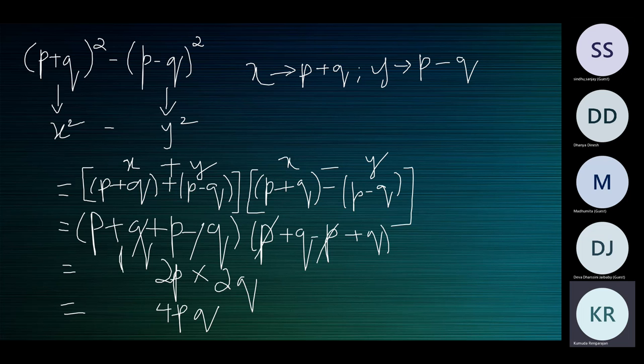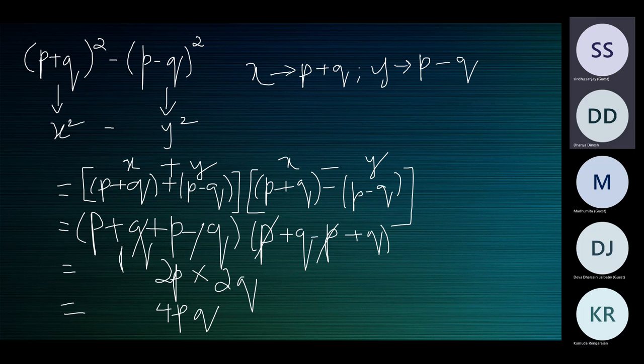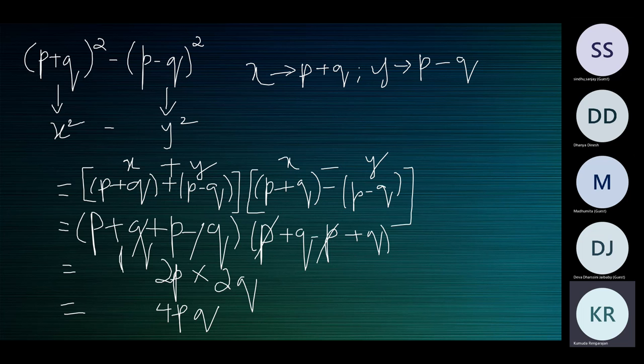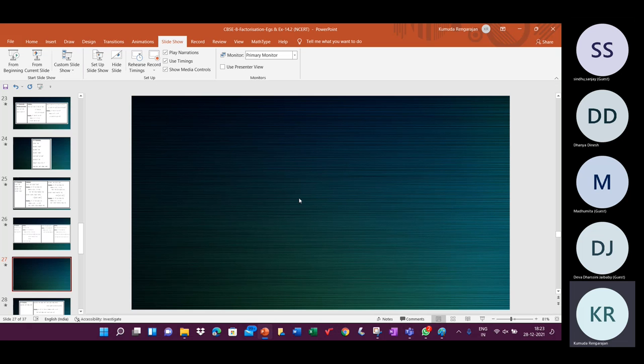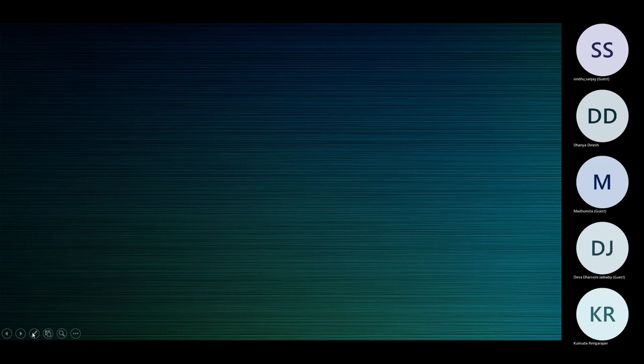So P plus Q the whole square minus P minus Q the whole square is equal to 4PQ. Is that fine, children? Yes, ma'am. Okay. One more. Try this and tell me the answer.